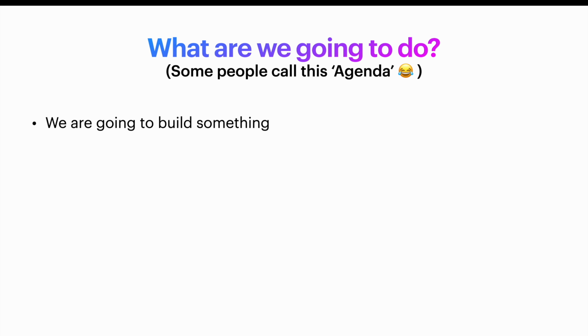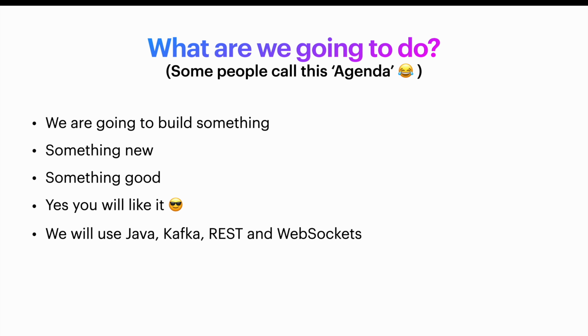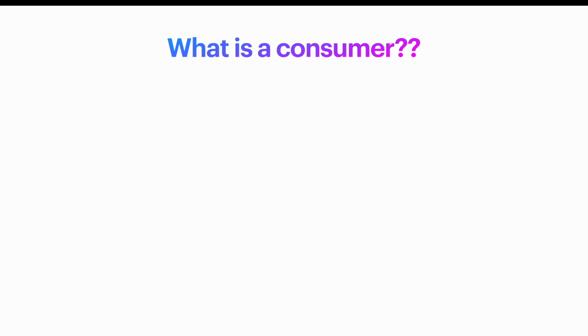So what are we going to do? We are going to build something new, good, and you will definitely like it. We'll use Java, Kafka, REST, WebSocket. In Java, we'll definitely learn Maven, Spotless, threading, executor service, logging, etc. So you'll have quite a good hands-on experience with this project. Please follow me alongside when I do this exercise of implementing something.